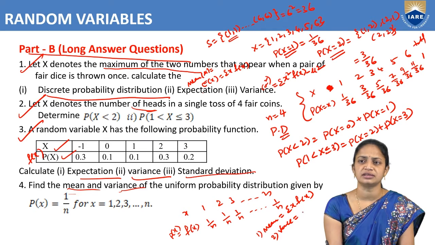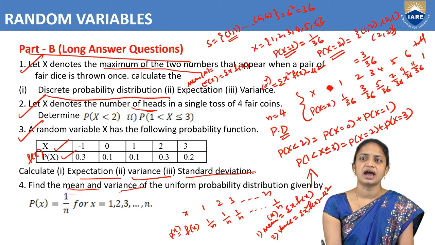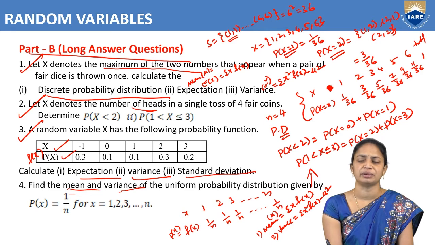So variance is nothing but summation x square f of x minus mu square. So what is the mu value? Mean is nothing but mu here, and we need to calculate 1 square into 1 by n plus 2 square into 1 by n plus 3 square into 1 by n plus, and so on, n square into 1 by n.